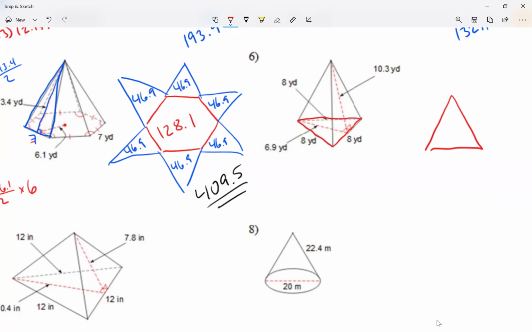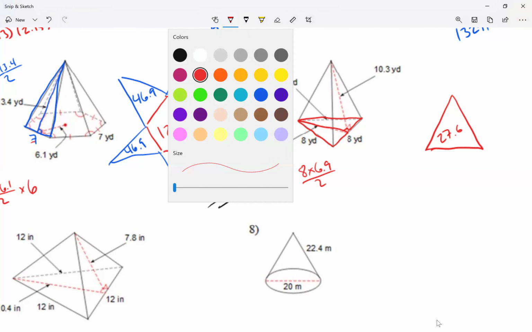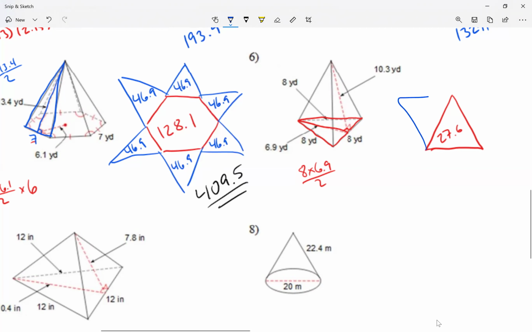Now get the area of that triangle. Remember, I'm gonna look for my 90-degree angle in there. It's made by 8 and 6.9. So for this triangle, I'm gonna go 8 times 6.9 divided by 2, which gives us 27.6. Now my base has 3 sides, so there are 3 triangles.